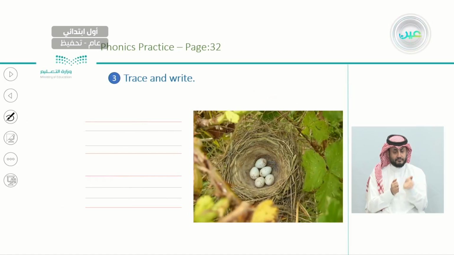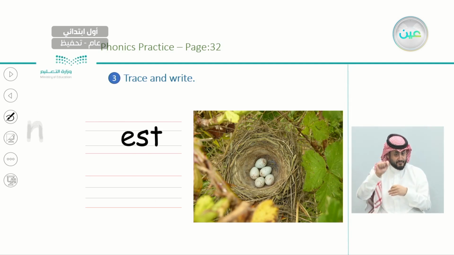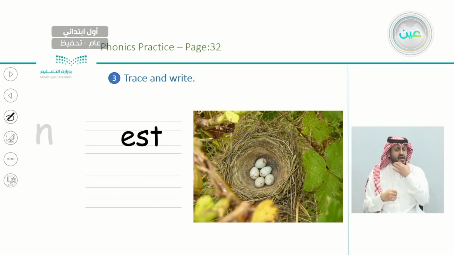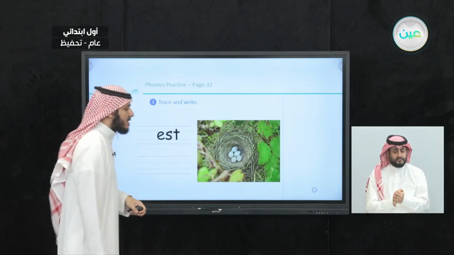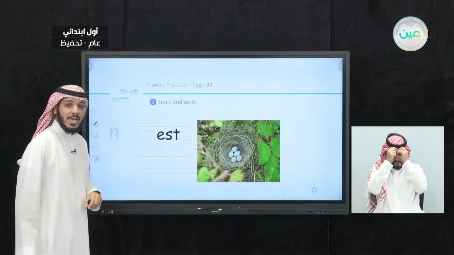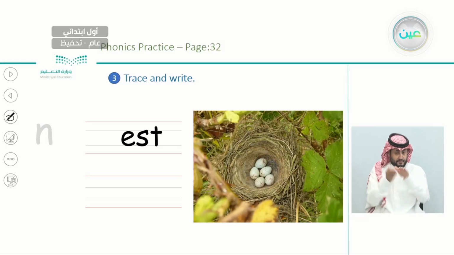After that, what is this? The house of the eggs. We have eggs here, yes, this is nest. Excellent. What does nest mean in Arabic? Okay, we have nest. So we have N here in small. Start from up to down, up and down again. This is written between number 2 and number 3 like this. N.